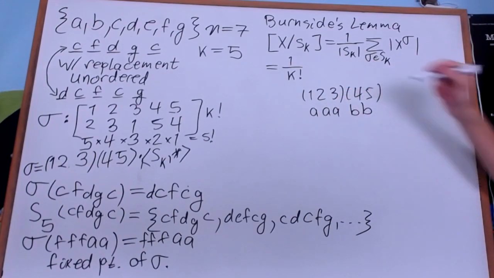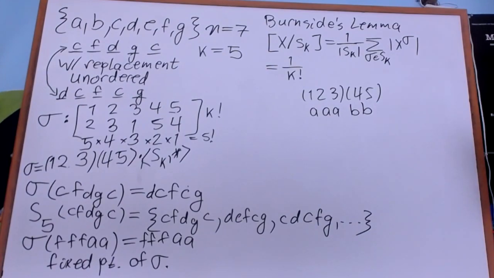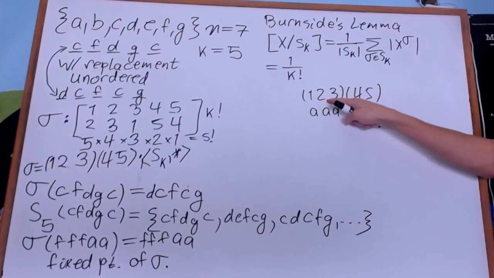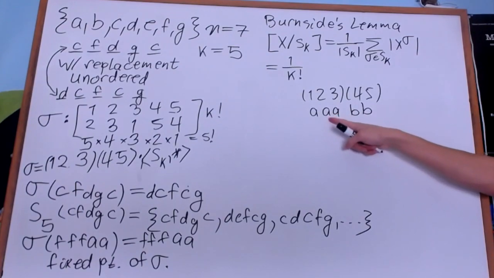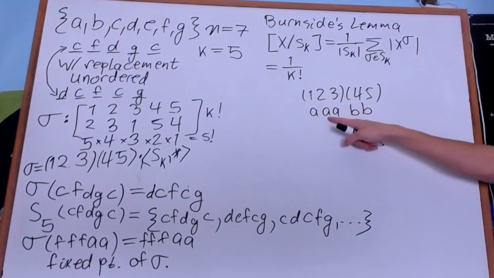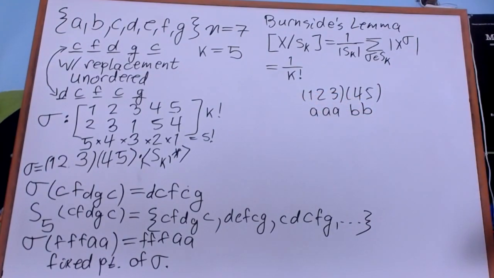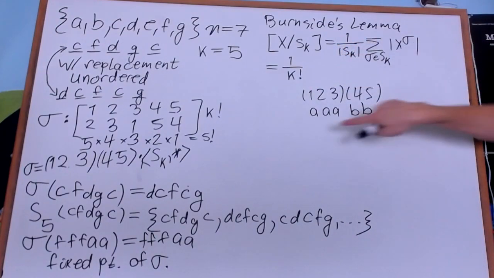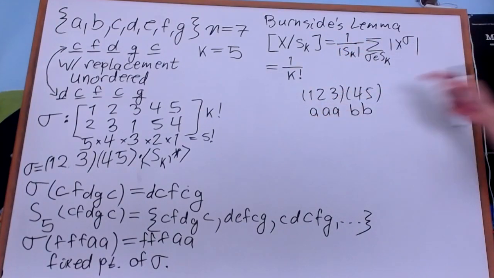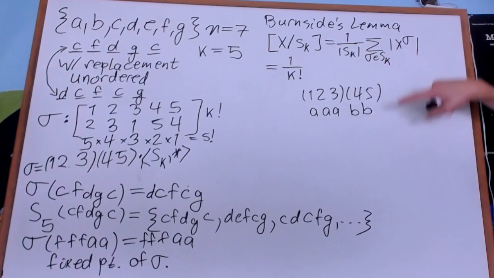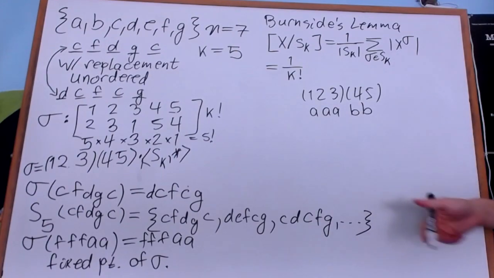AAABB, right? Why does this work? Well, because 1 goes to 2, so A goes to where A used to be. 2 goes to 3, so A goes to where A used to be. 3 goes back to 1, A goes back to 1. So the reason this works is because every symbol in this cycle was the same. And because all of these symbols are the same, they end up not changing under this cycle. Same thing with this one. Because all the symbols in this cycle are the same, they end up just mapping onto each other and remaining the same string in the end.